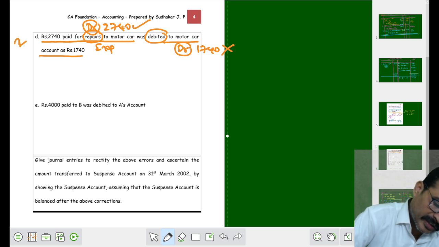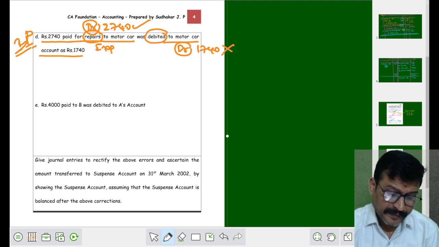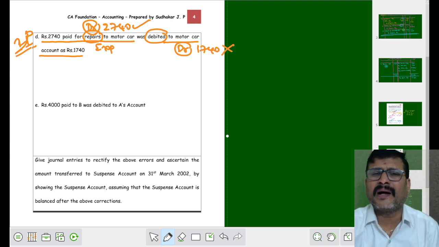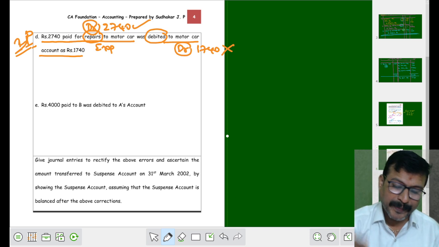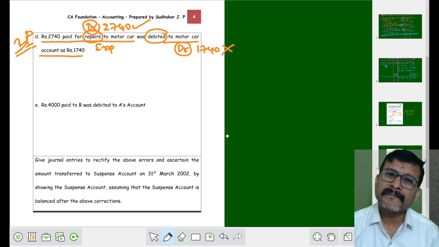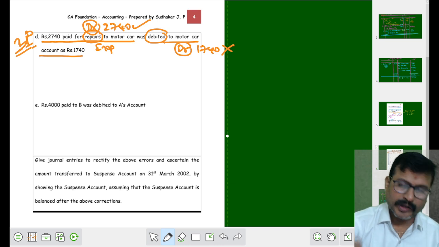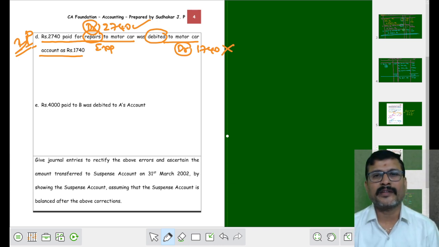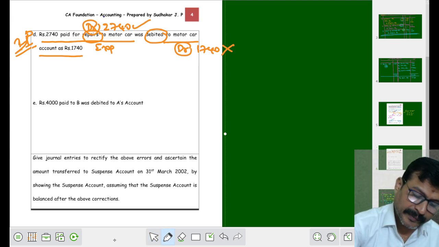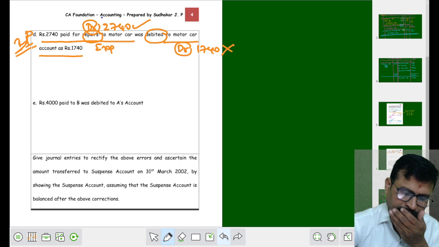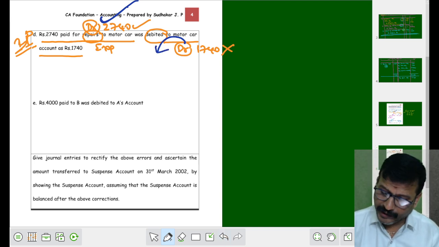It's a very important transaction because as students we commit a small mistake. 2740 paid for repairs to motor car. For motor car you spent on repair. Repair means what? Expenses. Expenses are to be debited, for repairs. But where have you debited? You have debited to motor car, with how much? 1740. Now what is your rectified entry? We know very well, my dear students, the rectified entry is: keep the correct in the same place, shift the wrong in the opposite place.